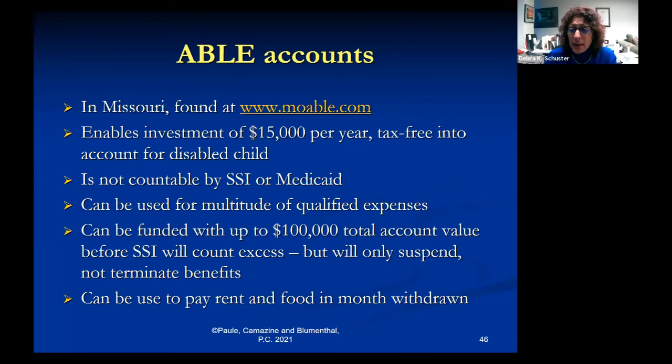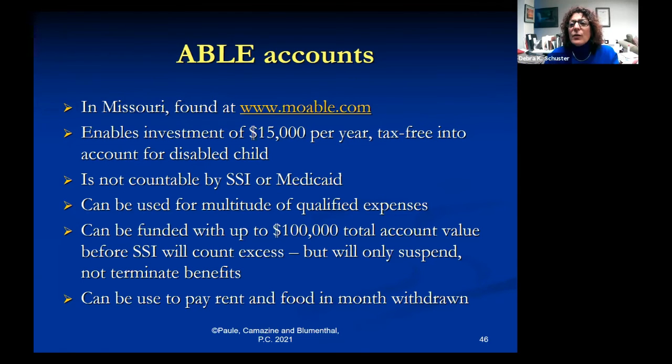But again, it's for a child that has been disabled before age 22. A wonderful thing about it is it can be funded with up to $100,000 of total account value. You have $15,000 per year before SSI will count it. But SSI benefits will not be terminated. They'll only be suspended until that account value goes below that $100,000.